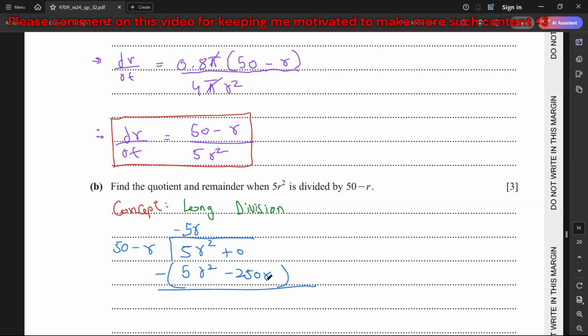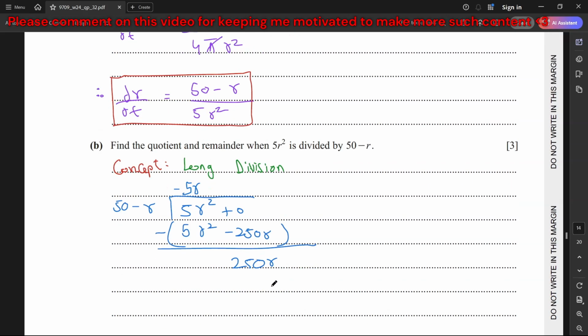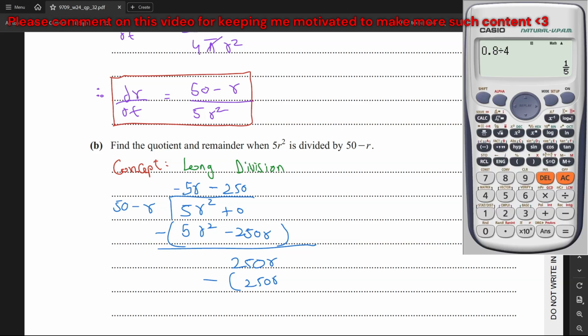Then if I do the subtraction, this gets cancelled out. I'm left with 250 r. And then what should I multiply my r with to get 250 over here? That is going to become negative 250. So that negative 250 into negative r becomes positive 250 r. So I'm going to subtract my 250 r. And then what is minus 250 into 50? Let me check. 250 into 50 is going to be 12500 with a negative sign.